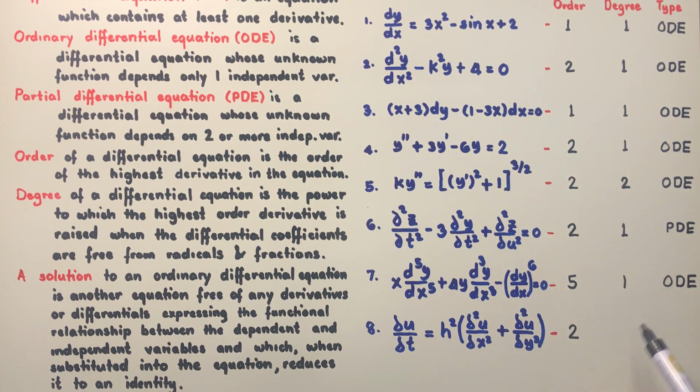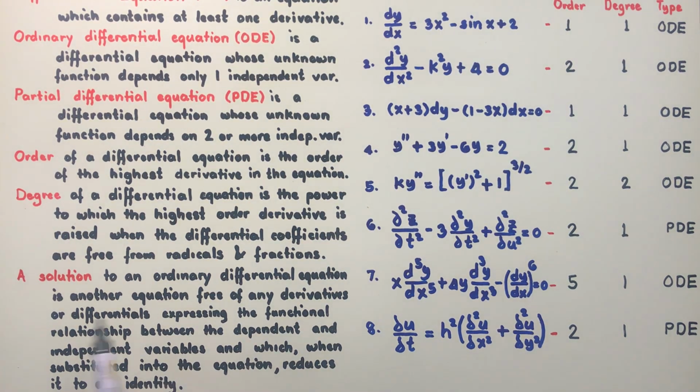And what is the degree? The degree here is 1 because the exponent of your second partial derivative is only 1. And what type of differential equation is this? This is a partial differential equation, popularly known as the PDE, a partial differential equation.